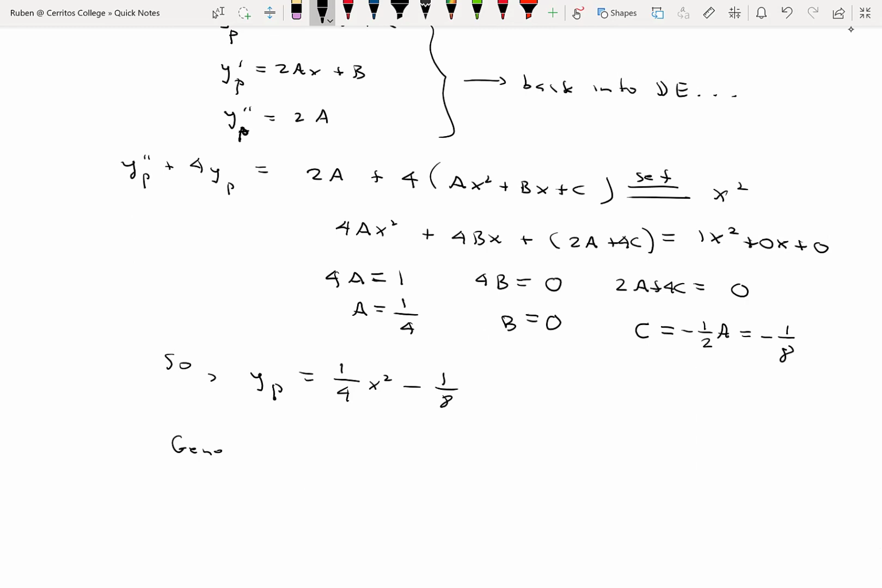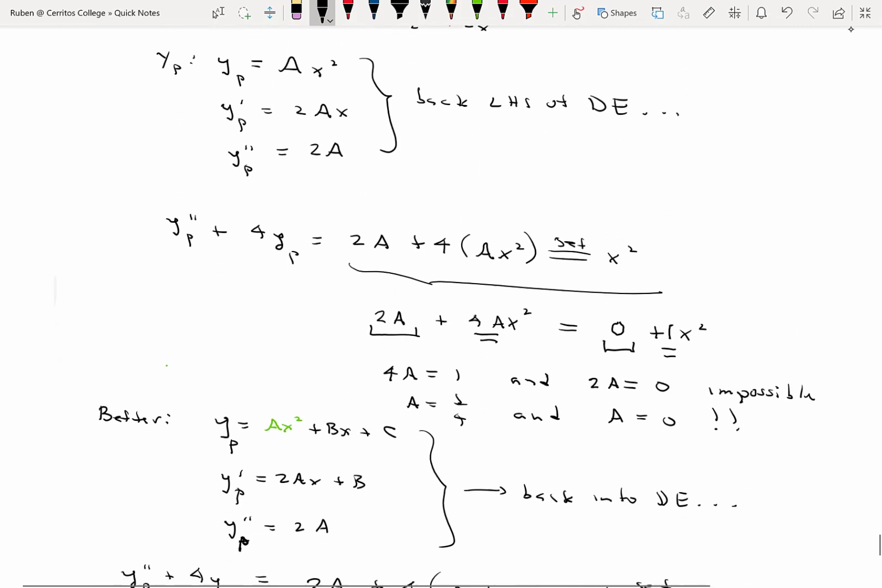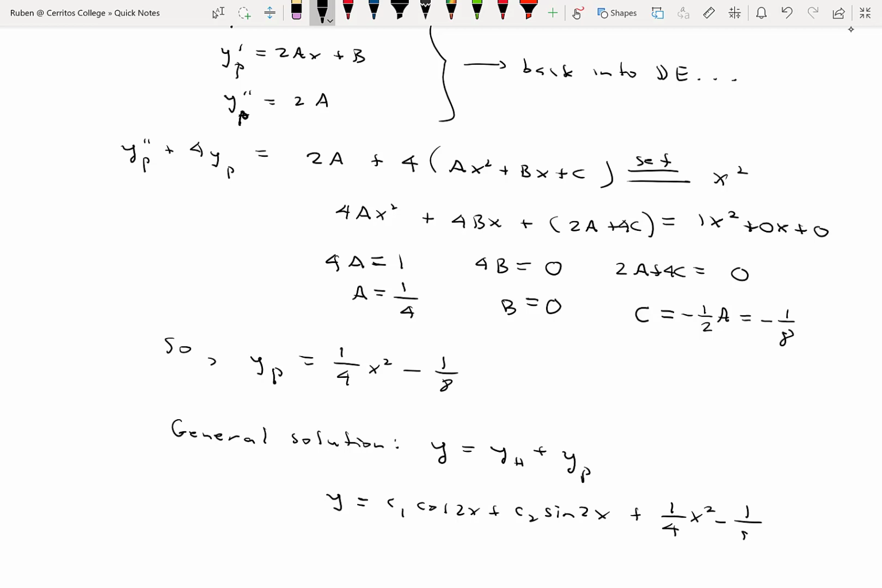The general solution to the differential equation then is real simple. We've done all the work. All we need to do is pull the stuff together. The general solution is y equals y sub h plus y sub p. Oops, plus y sub p, not p sub p. So y equals y sub h, which is c1 cosine 2x plus c2 sine 2x, plus our particular solution that won't have any arbitrary constants in it, 1/4 x squared minus 1/8.